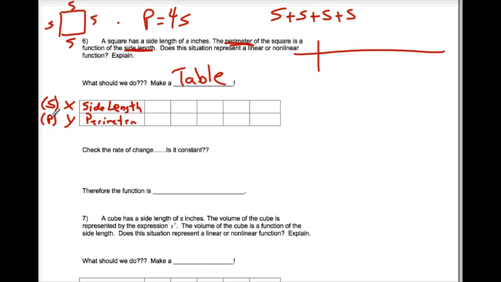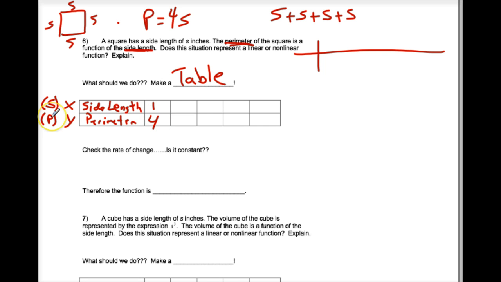What would be a smart side length to use as our first side length for that square? 0? You cannot have a square whose side length is 0. You wouldn't have a square then. Let's choose 1. What's the perimeter? 4. When s is 1, the perimeter is 4.